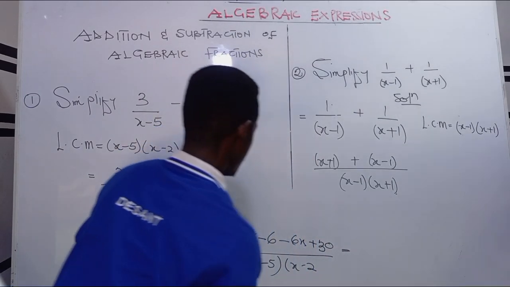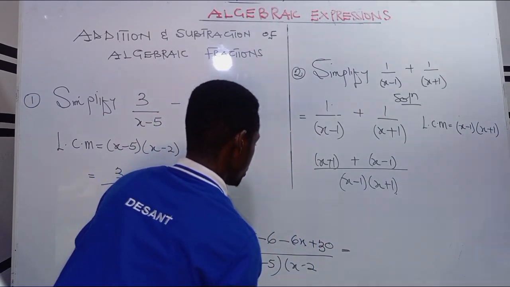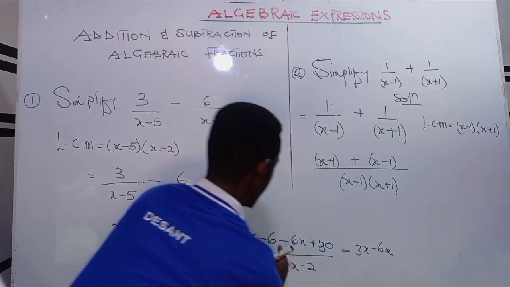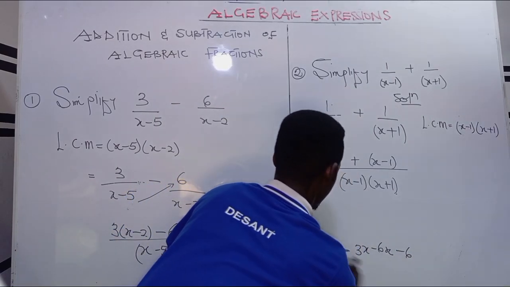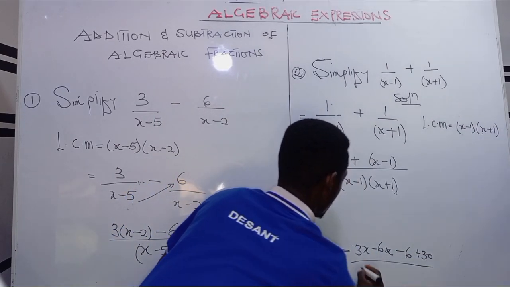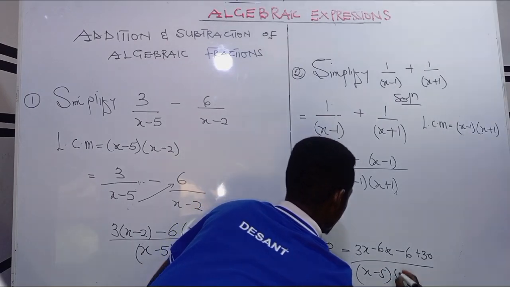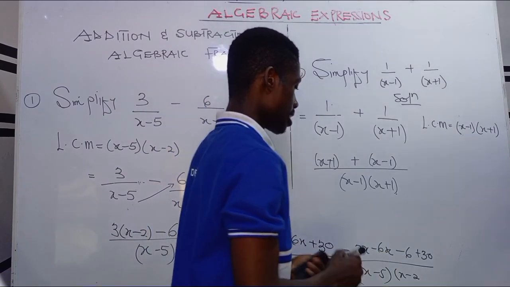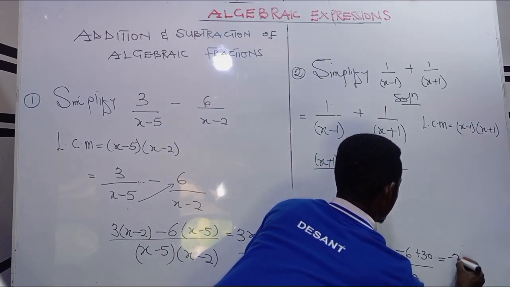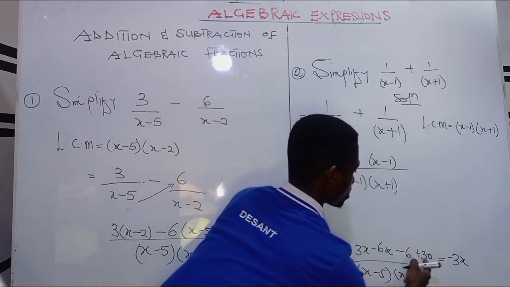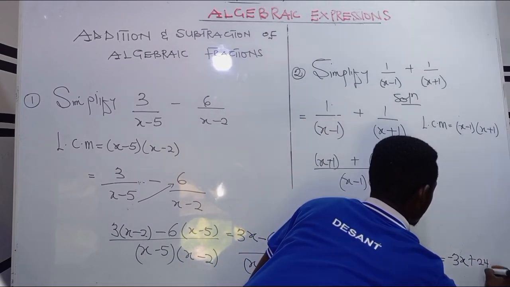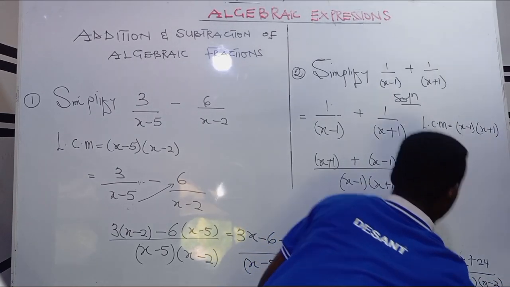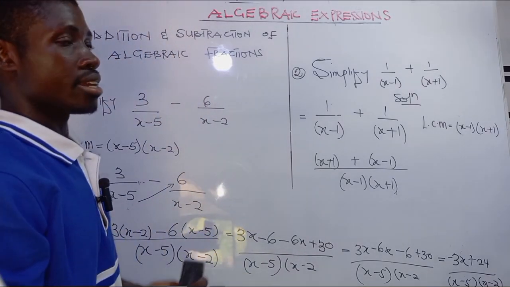So when we simplify, we are going to get 3x minus 6x. We group the like terms. So we have 3x minus 6x, and then we have minus 6 plus what? 30, all over the LCM. So 3x minus 6x will give us minus what? 3x. And then minus 6 plus 30 will give us plus what? 24, all over the LCM. Very, very easy and simple.